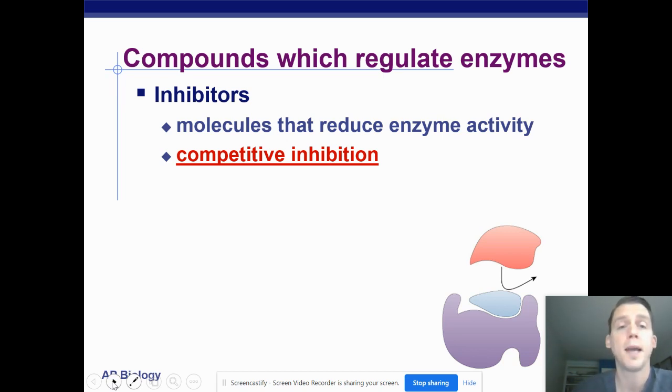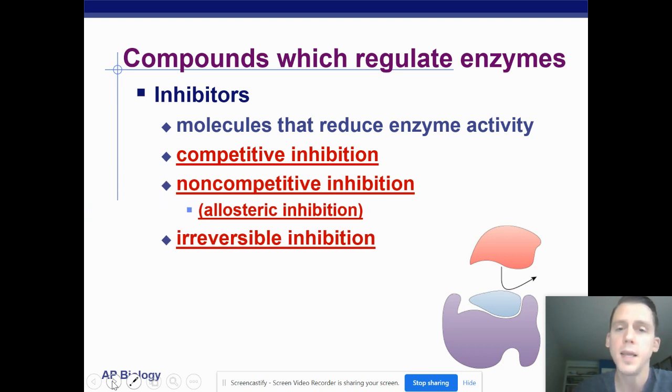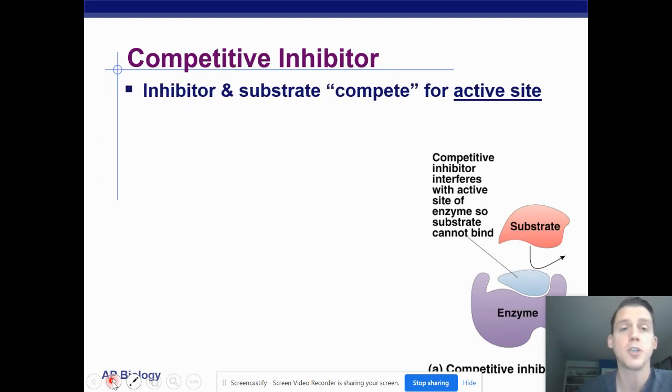So there is competitive inhibition, non-competitive inhibition, and sometimes inhibition is irreversible, and we're going to talk about that. There's also feedback. We'll get to that in a minute. So a competitive inhibitor is going to compete for the active site. We see that in the picture over here. The enzyme should fit with the substrate, but there is a competitive inhibitor that is blocking the substrate from binding.